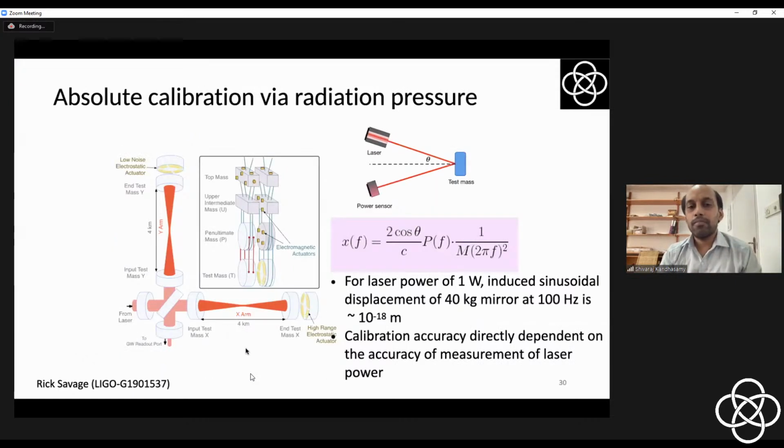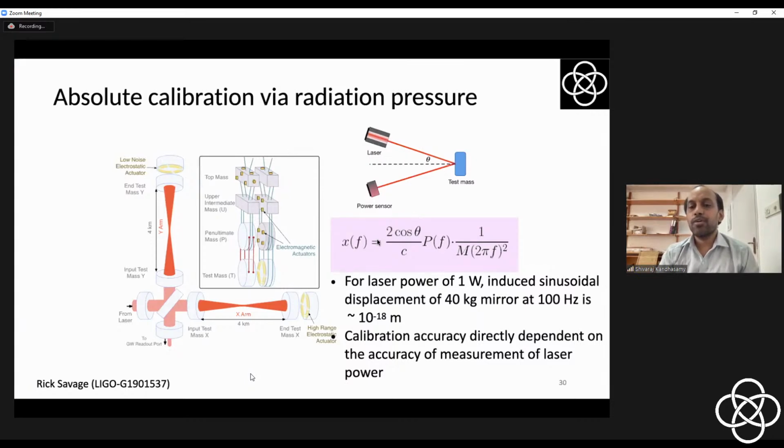Now, initially we said that if we know how to move the mirror to a certain length, then we can calibrate the output photodetector fluctuations. But how do we move a mirror to a certain length? That's where this calibration process comes in. There are many methods to calibrate that motion, but in LIGO, currently we are using what we call radiation pressure based calibration. We basically apply a small laser light at one of these mirrors.